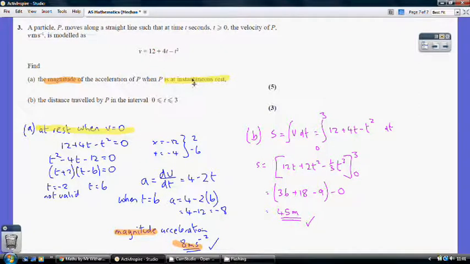Now be careful, when is a particle instantaneously at rest? This is when its velocity equals 0, not its acceleration. You can have 0 acceleration and still be travelling along at 100 miles per hour. You're not at rest when your acceleration is 0. So you are at rest when your velocity equals 0.